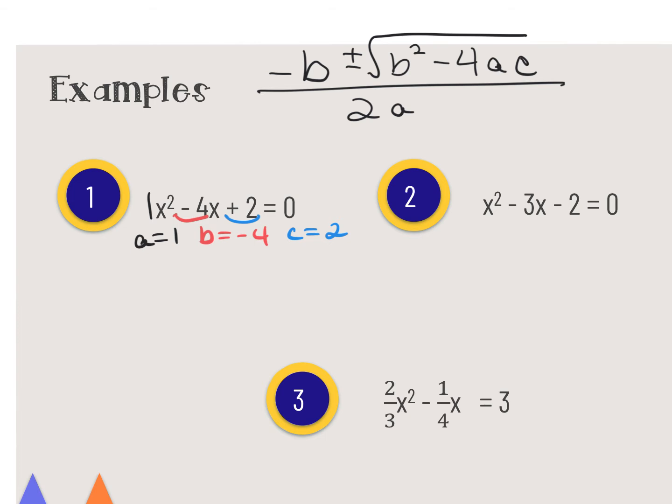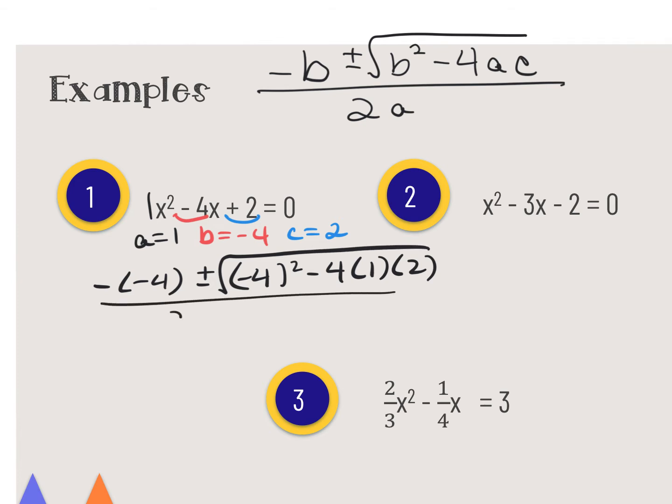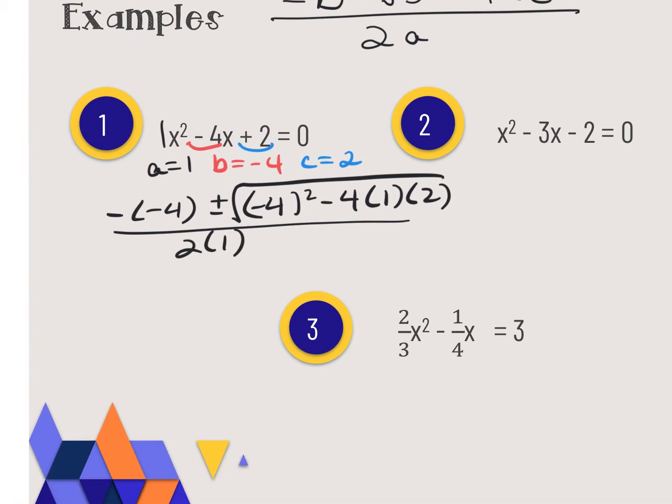So again, I think of this as the opposite of b, but if you want to put it in as negative, you can, or the negative b, then it's negative, and it's really just going to turn positive. And then plus or minus the square root of b squared, so negative 4 squared, minus 4 times my a value, which is 1, and my c value, which is 2. And then it's all divided by the 2 times a. And my a value is 1. So now my negative 4 turns positive. And then negative 4 squared is 16.